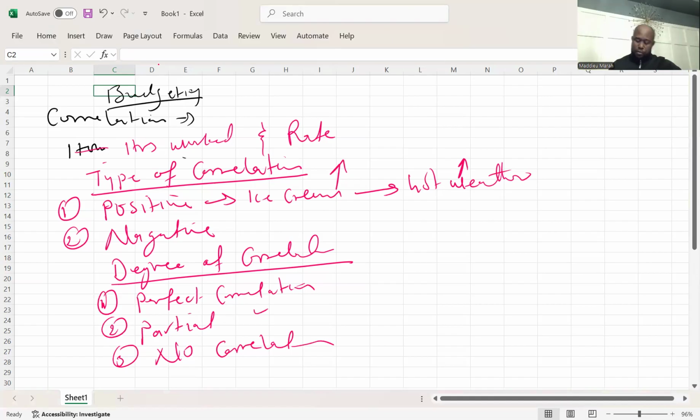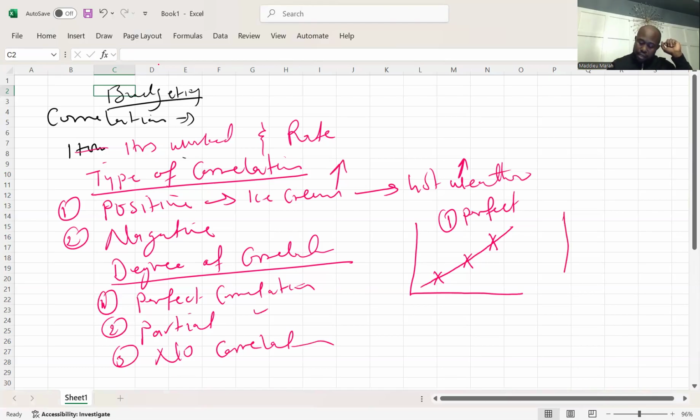What does this mean? Let me draw a diagram for you. I have this variable here, this variable here, this variable here, and my line touches all these variables. This means the variables have a strong relation, so we have perfect correlation. This is the diagram for the first one, perfect correlation. Okay, for the other one, let's have the same diagram here.